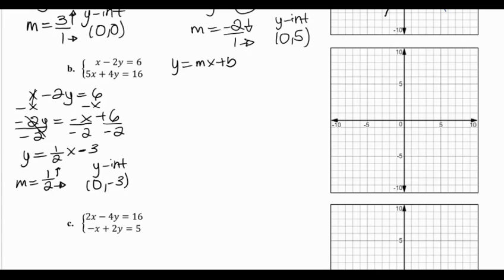Let's go ahead and graph the y-intercept, 0, comma negative 3. So 0, comma negative 3. And then we count 1 up, 2 to the right, 1 up and 2 to the right, 1 up and 2 to the right. And then we connect those points to create our line.